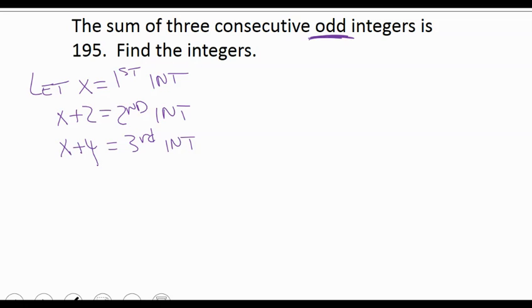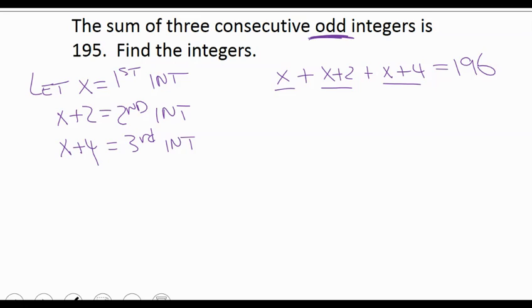So what I'm going to do now is pick up my pen that I just dropped, and then we're going to solve this equation. First, we've got to set up the equation, I guess. So I know these three integers add up to 195. So it'll be x plus x plus 2 plus x plus 4. That's my first plus my second plus my third, and that equals 195. And now we're just going to solve this equation.